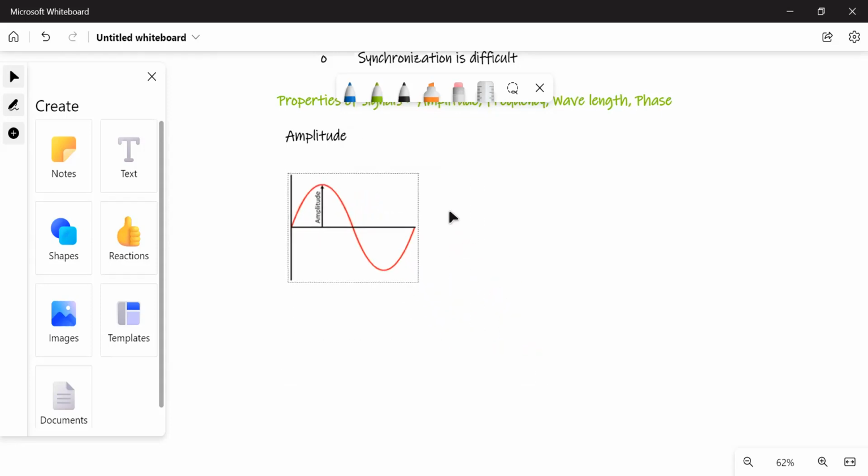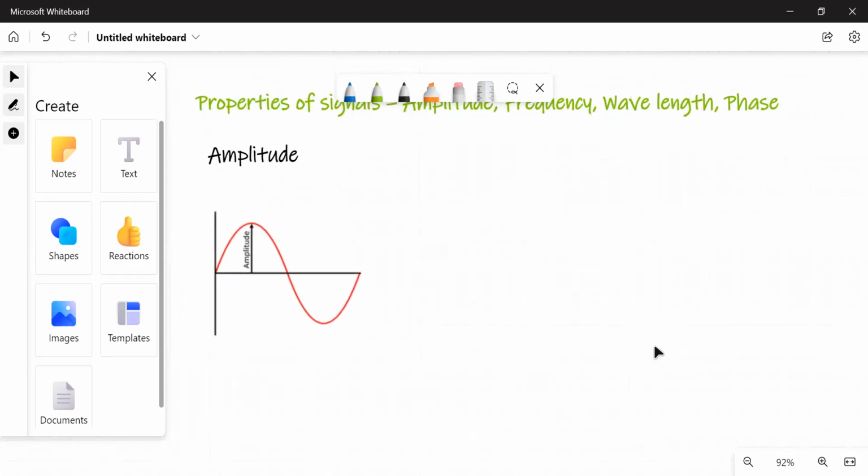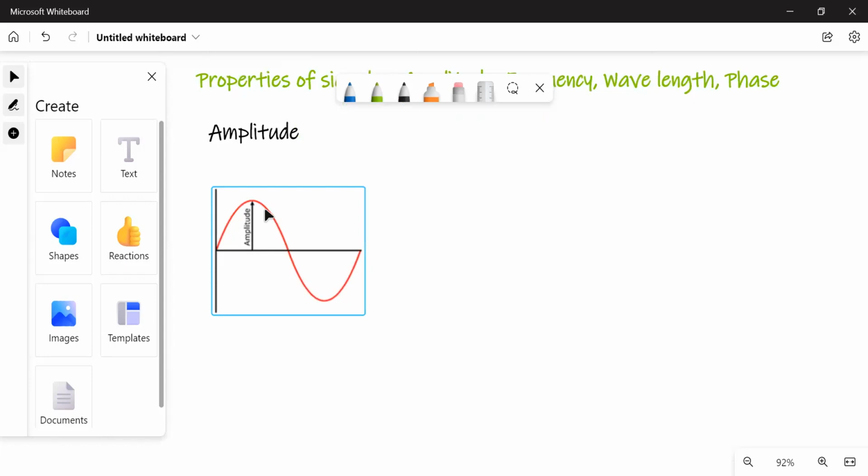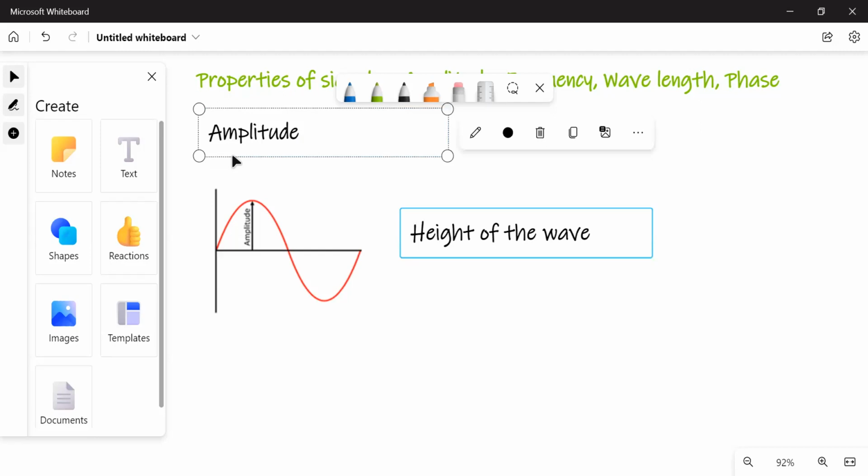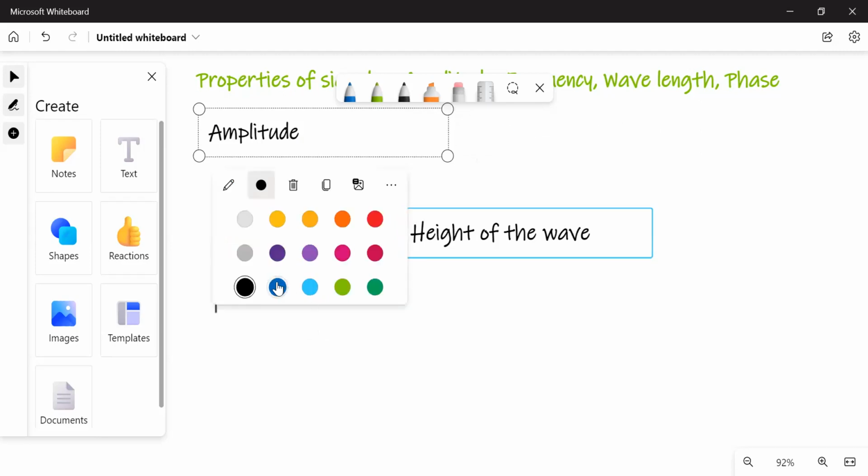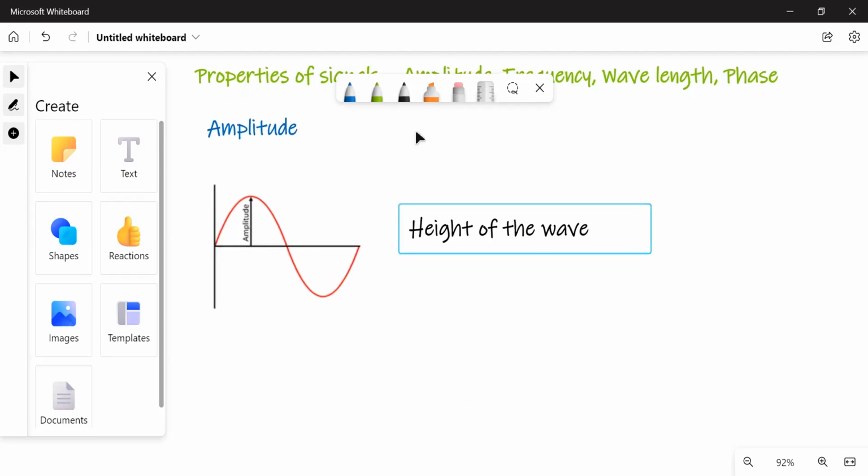You can see this graph shows a simple sine curve that keeps on increasing, and at some point it starts decreasing. And here we have the lowest possible value, then it keeps on increasing. So this height is known as the height of the wave, and that is what we call amplitude. So we simply can say it's the height of the wave. Okay, draw this.